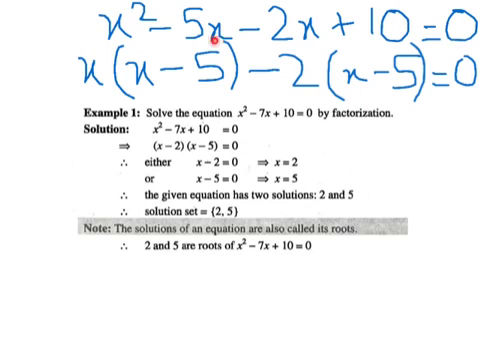Therefore, we can factorize. We have factorized the equation into x minus 5 multiplied by x minus 2 equals 0, which we will now solve by individually equating the two factors to 0, and we obtain the values x equals 2 and x equals 5. And that is the answer to your question.